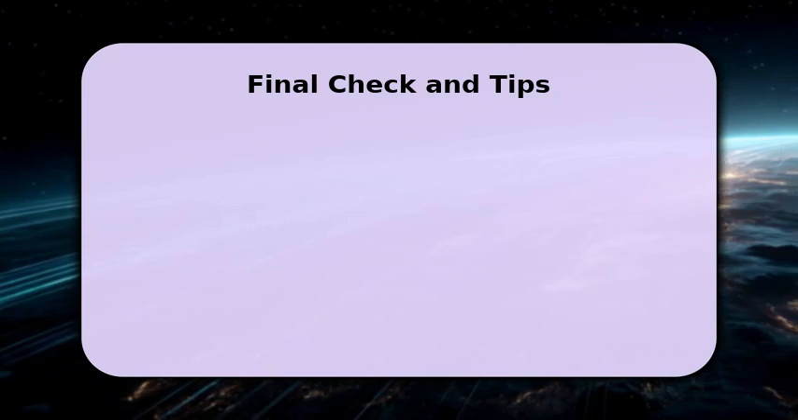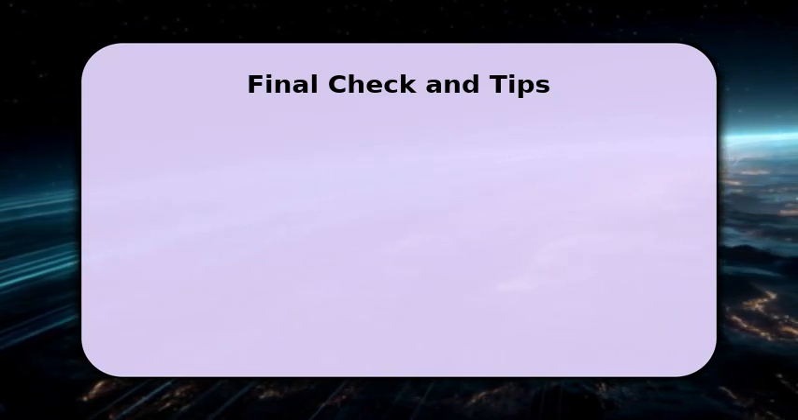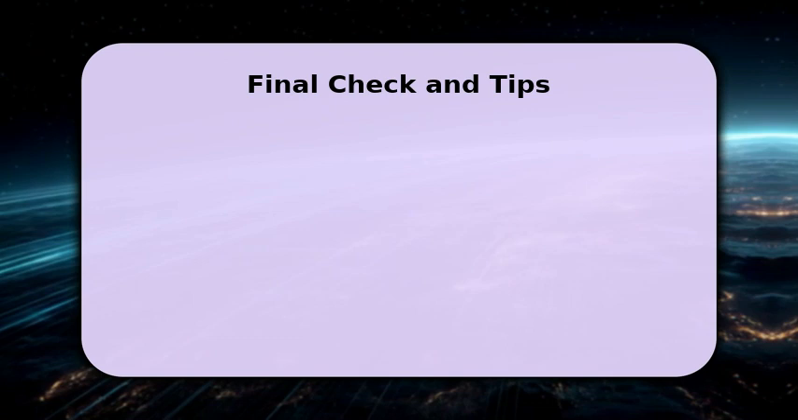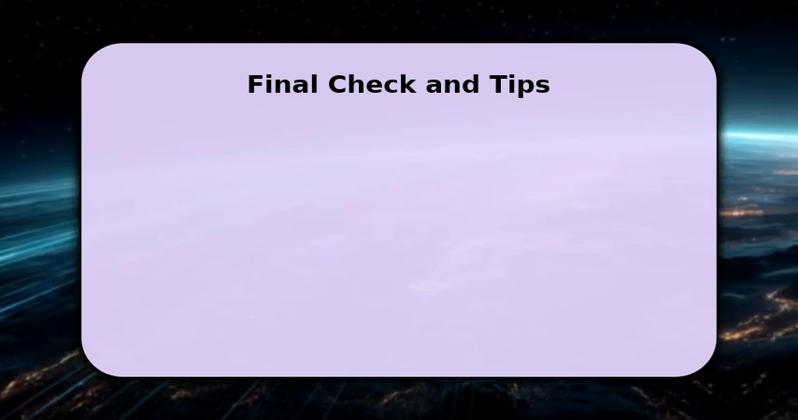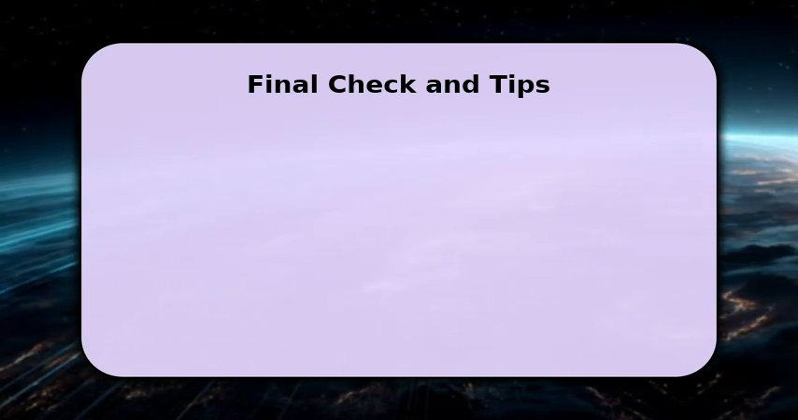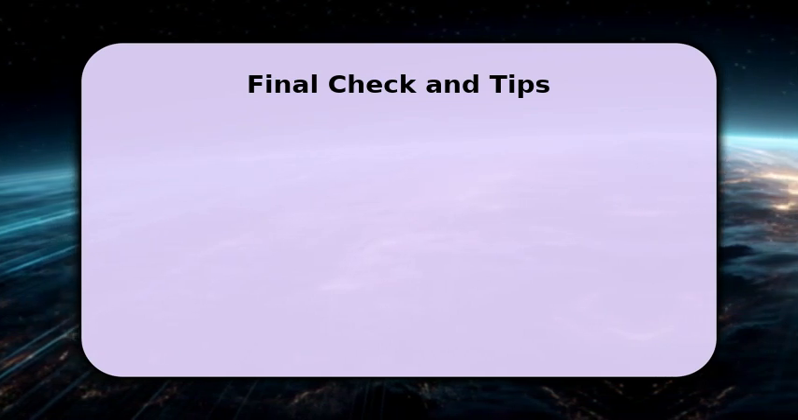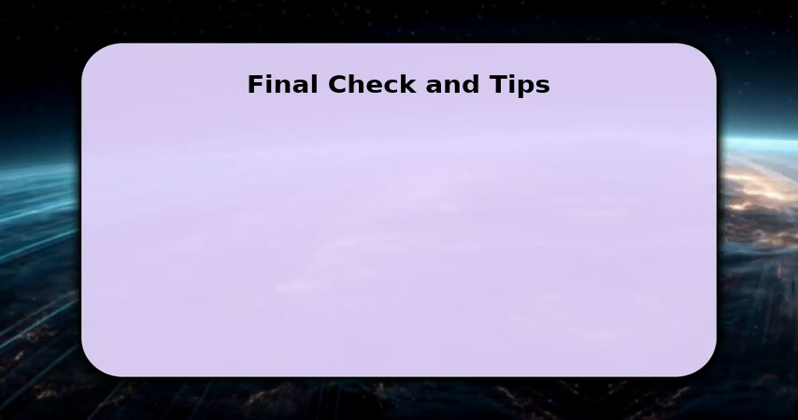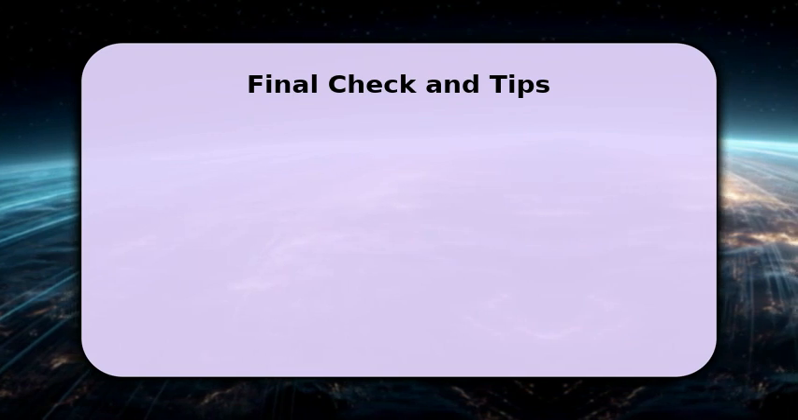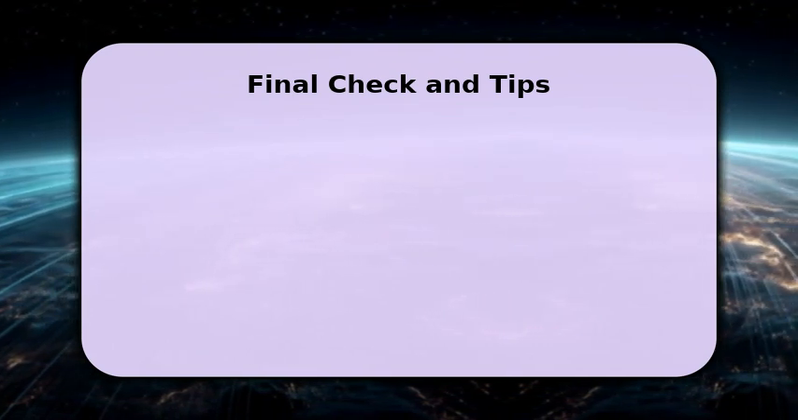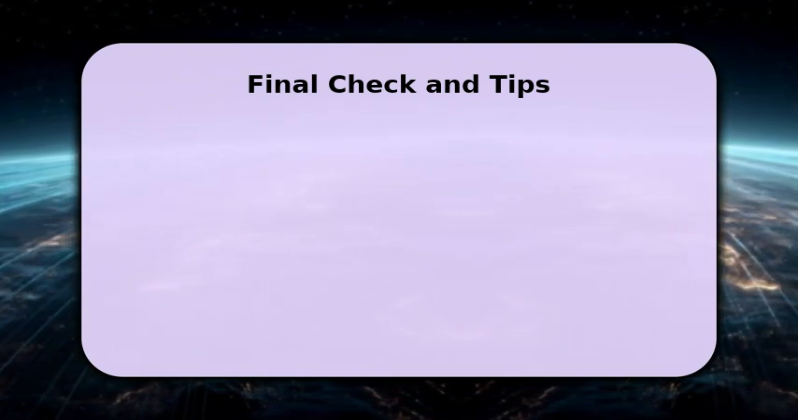Finally, verify that your oil life now clearly displays 100% on the screen. Once confirmed, turn off your vehicle's ignition completely, and then restart the engine. This final step ensures the oil light is no longer illuminated on your dashboard, completing the reset process successfully.